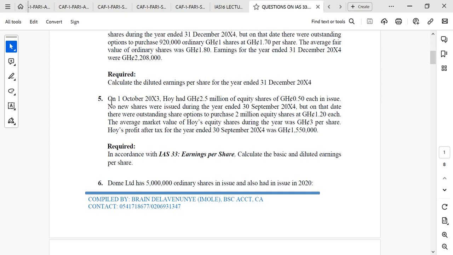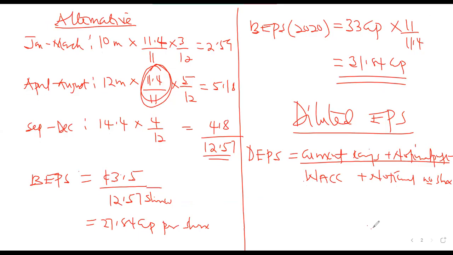Okay, so are we given the number of shares in this question? No, we are given the value, not the number of shares. So we have to find the number of shares ourselves. Let me look at question five first.